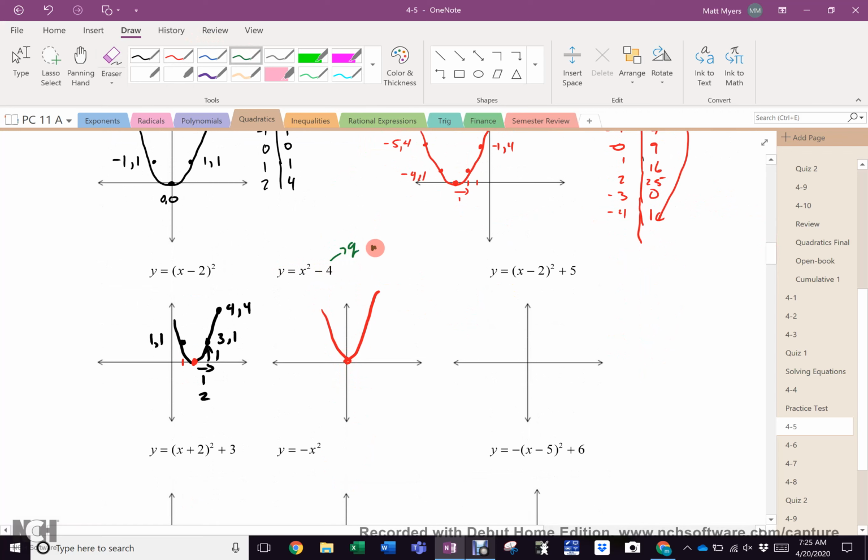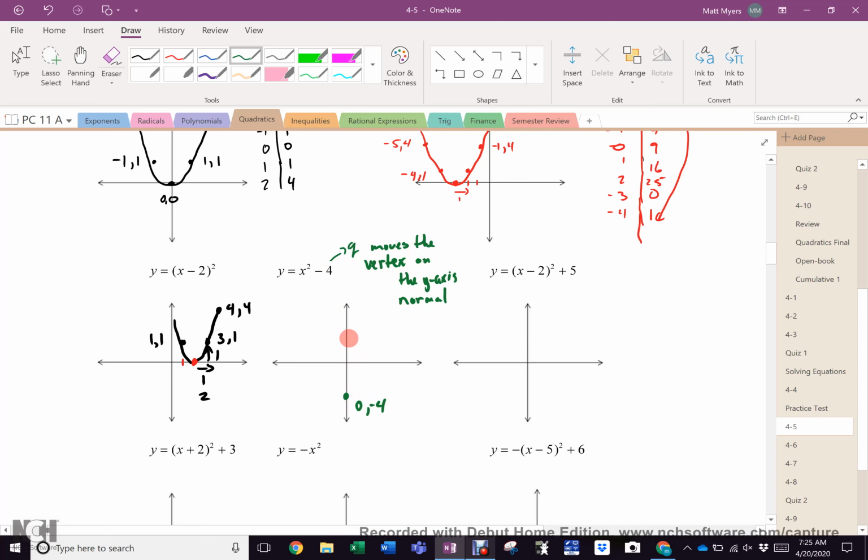So Q moves the vertex on the y-axis. And it's normal. So, since it's negative 4, I'm going to drop down here. This is no longer 0, 0. It's 0, negative 4. But nothing else changes.